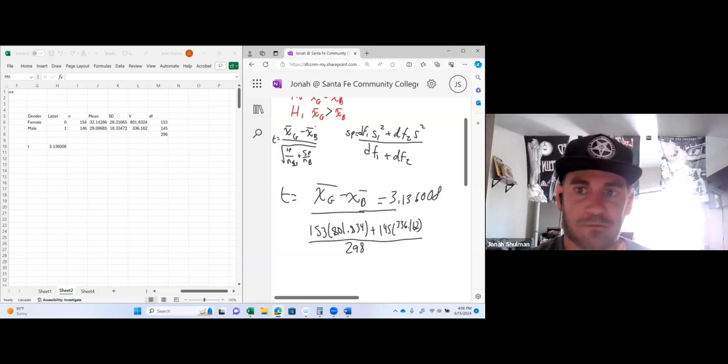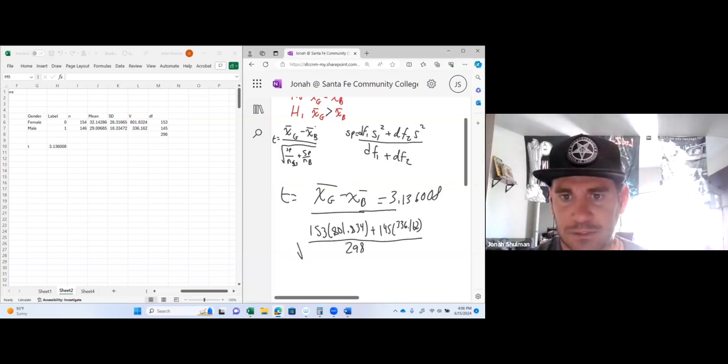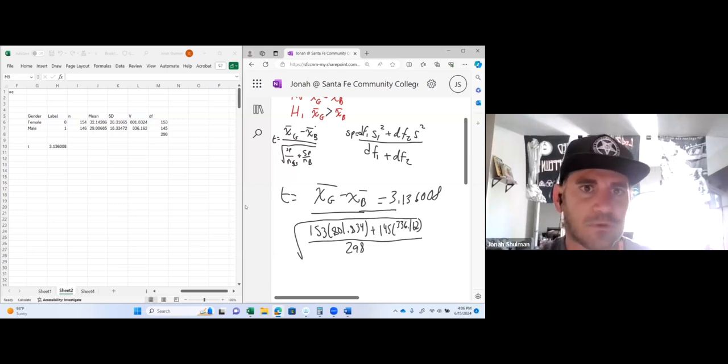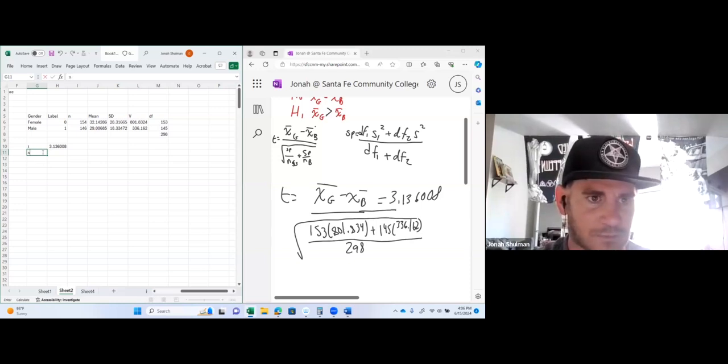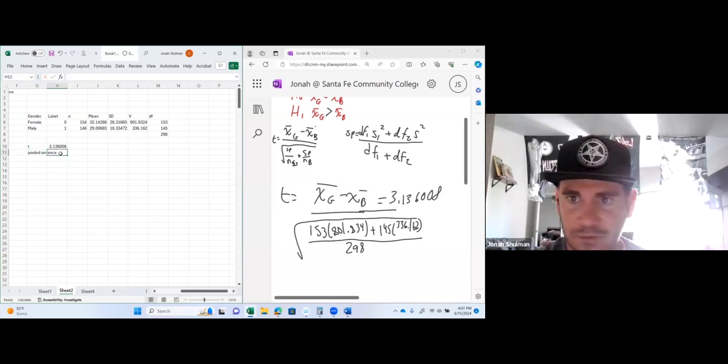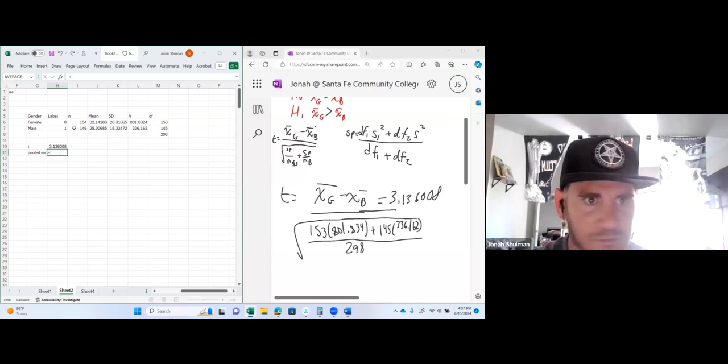So that's the first part, right? And then we take the square root of this thing. So that's obviously the first part of this for the SP. This is our numerator, and this is our pooled variance. That's what the SP stands for. We just have to take the square root when we're done to standardize it. So it's going to be equal to this value times this value.